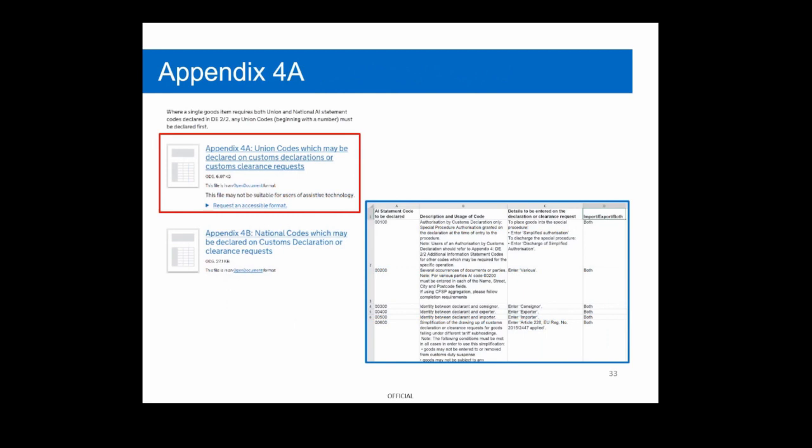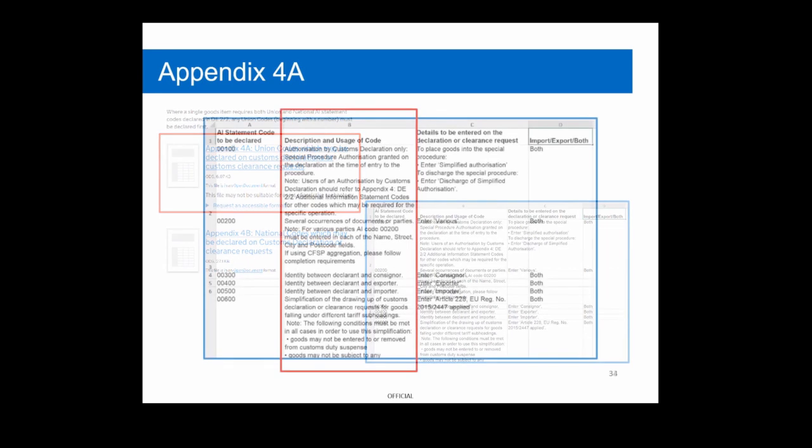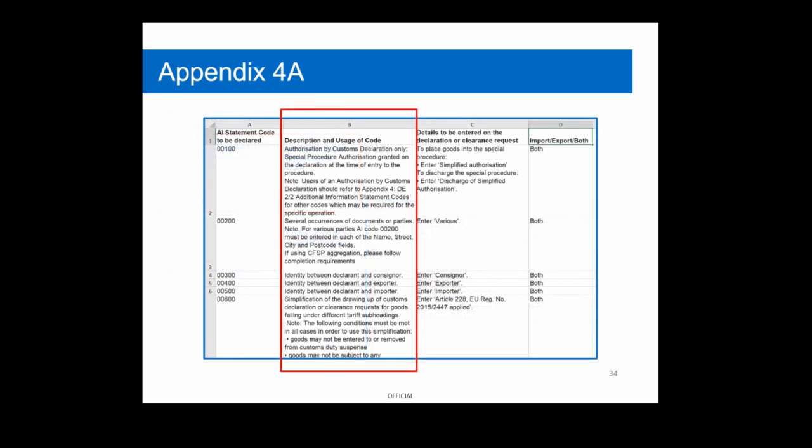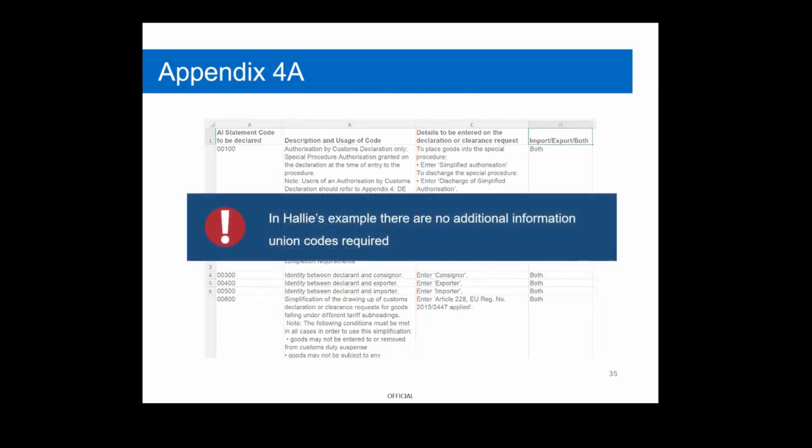First, Hallie checks Appendix 4A. She selects the hyperlink, which downloads an Excel file. Hallie can read more into the description and usage of each additional information statement code. She needs to work through the whole document and find if any codes are relevant to her. In Hallie's example, there are no additional information union codes required.